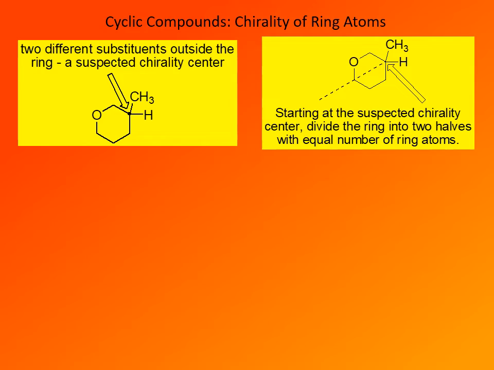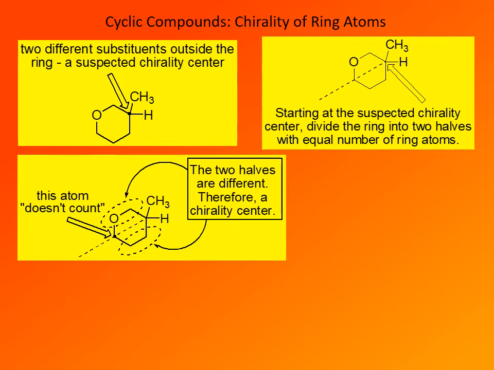And then, starting with the carbon atom in question, you draw a line to divide the ring into two halves, two equal halves. So simply bisect the ring into two equal halves. That means an equal number of ring atoms, even if the atoms are different. In this case, the six-membered ring is divided into two halves. Each half has two atoms of its own. The remaining two atoms are common to both halves. They are bisected by the line that divides the ring into two halves.